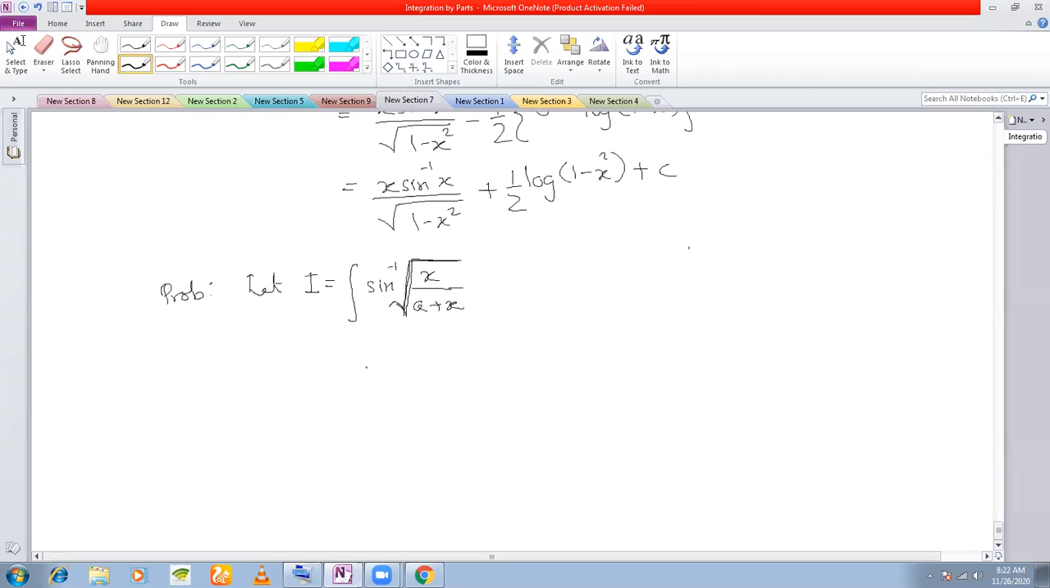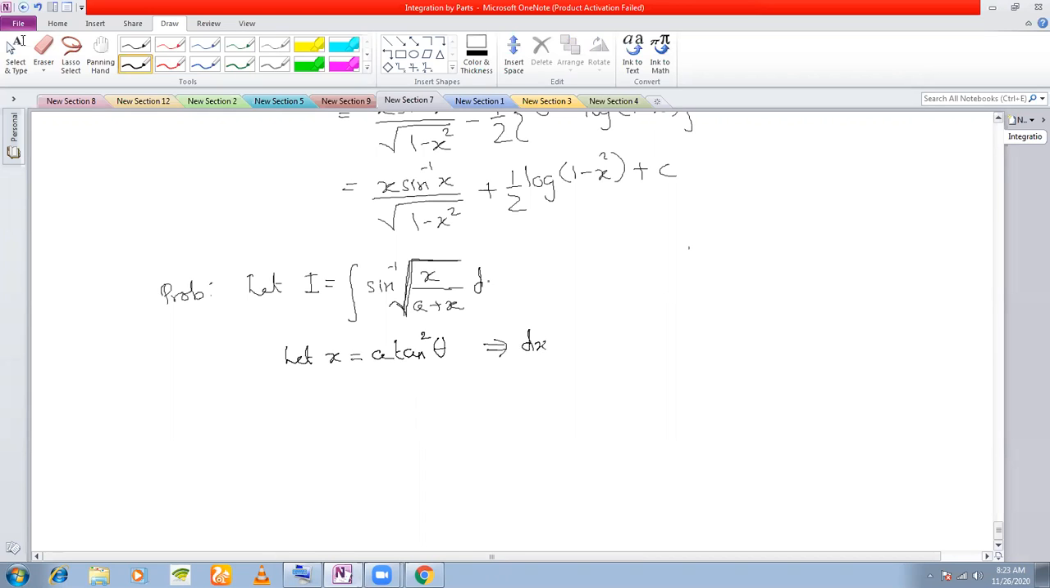How to make it? Any idea? You see a plus x in the denominator, right? So straightforwardly, what comes to your mind is if I put x is equal to a tan square theta. If I put x equal to a tan square theta, then see what happens.